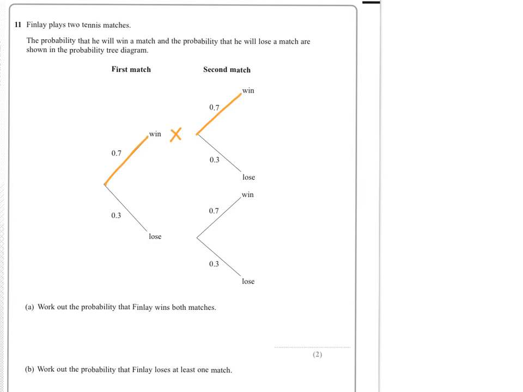So the probability that Finley wins both will be 0.7 times 0.7, which is, well, what do you think that would be without a calculator? Well, it'll be 0.49. Okay, so that's the first part done.